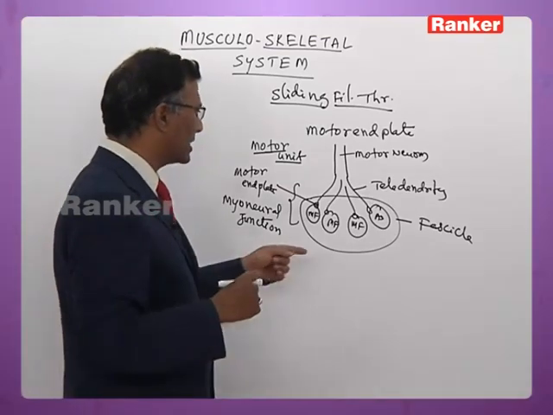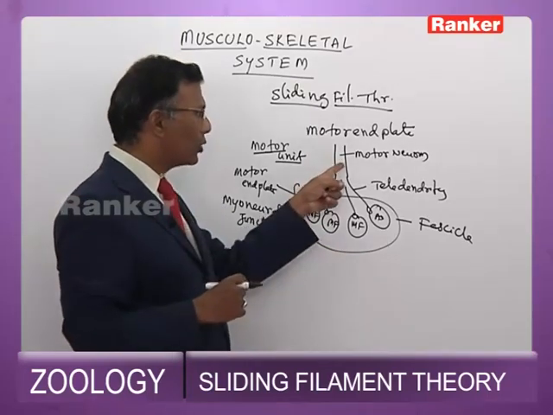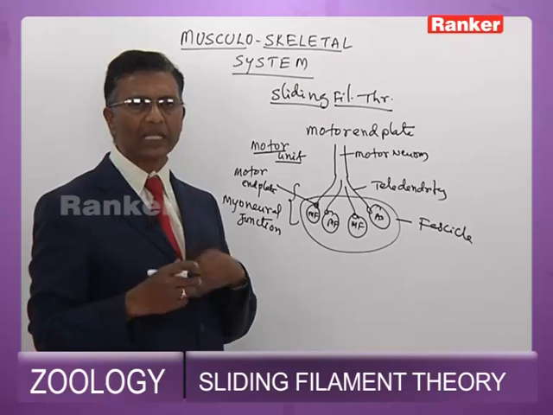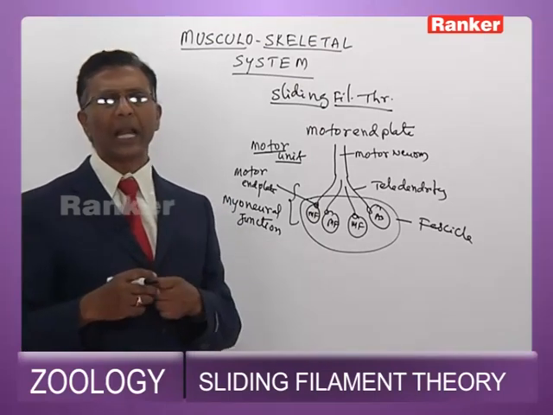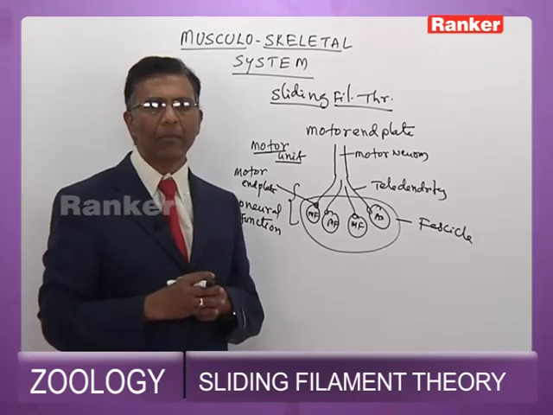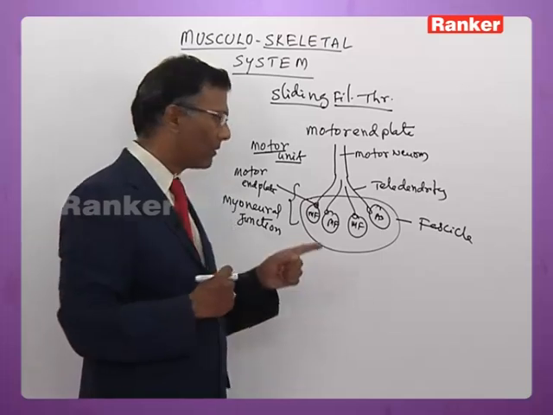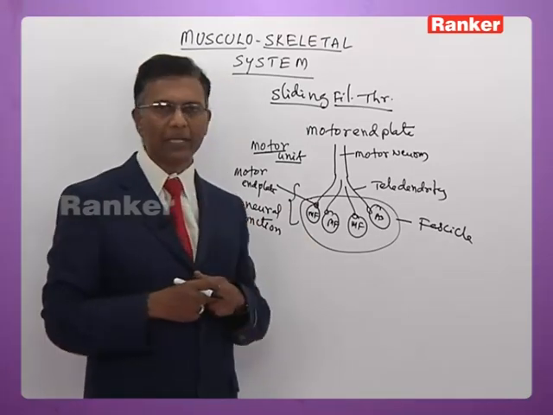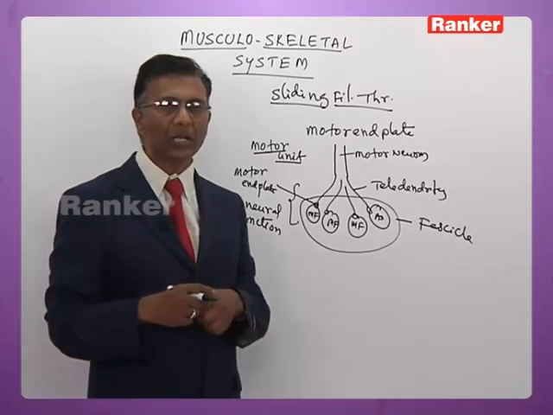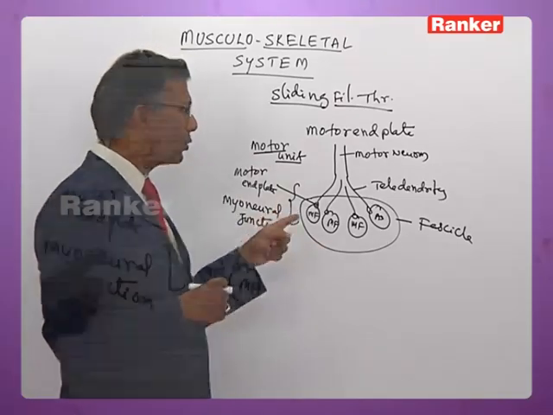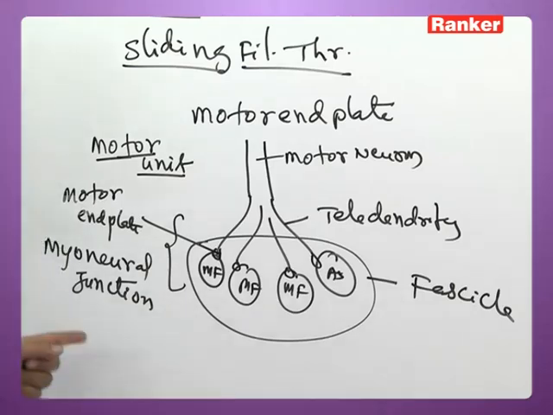Suppose this particular fascicle has 50 muscle fibers. This motor neuron which penetrates into the fasciculus has to have nearly 50 telodendrites, so that each telodendrite penetrates into a single muscle fiber and comes in contact with the sarcolemma of the muscle fiber in the form of a motor end plate. And the synapse that exists between both of them can be called the myoneural junction. Then the entire unit, that is the motor neuron along with the muscle fibers of a fasciculus put together, is called a motor unit.